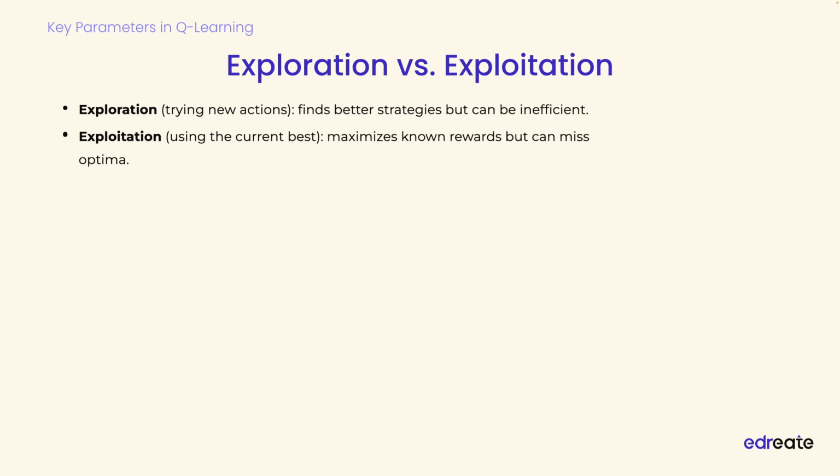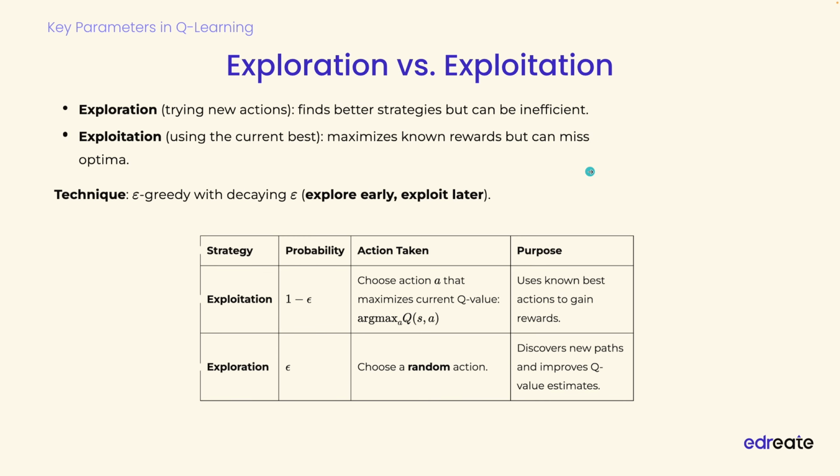Now, although you can get rewards through this, it is still a bad idea initially, because by only doing the current known best action and by stopping exploring, you risk missing the true optimal strategy. So what makes sense is to take an approach called epsilon greedy strategy with a decay. The idea of this approach is to explore early and exploit later.